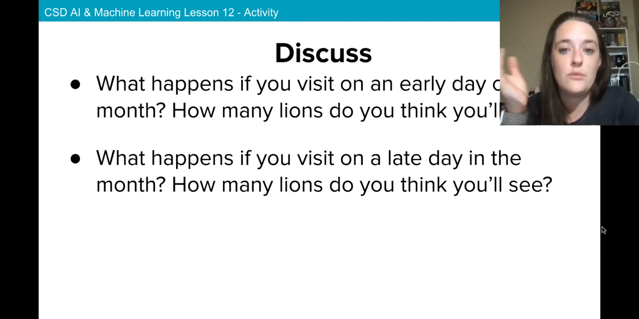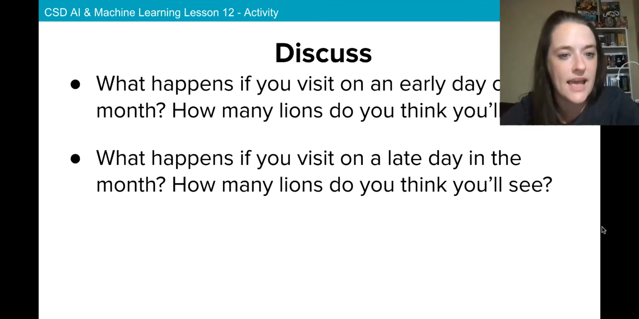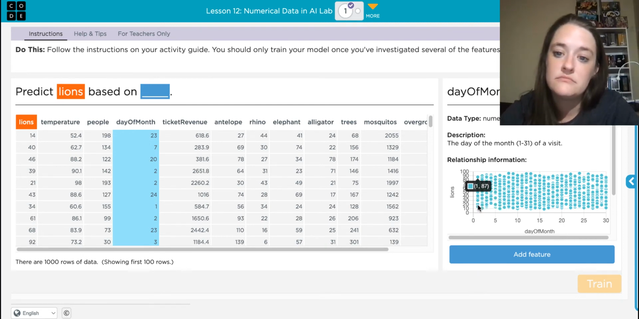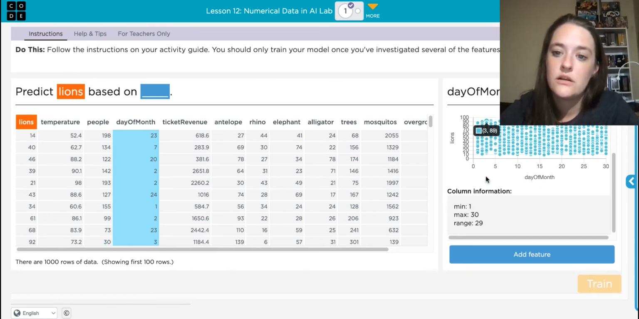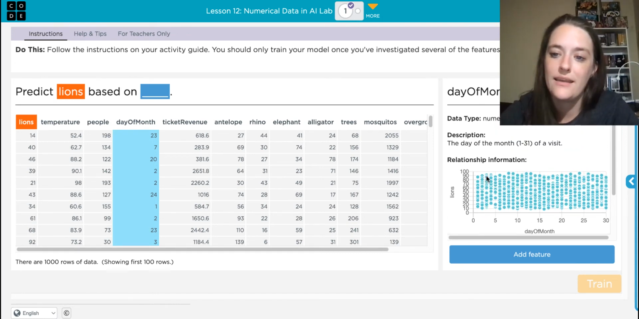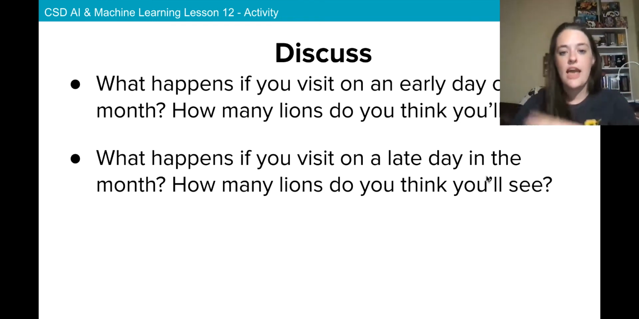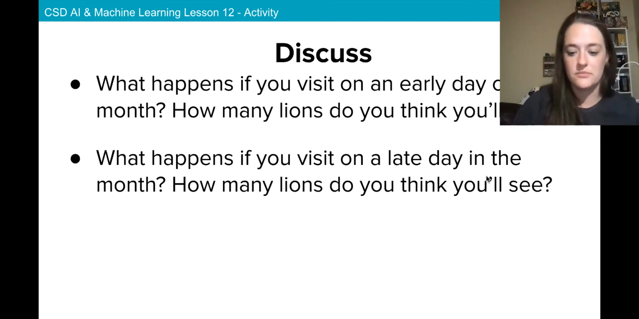Those questions are: what happens if you visit on an early day of the month? How many lions do you think you'll see? Okay. Early day of the month. On the 1st, you can see anywhere between 15 and 87. And you get a similar range every single day. What happens if you visit on a late day in the month? How many lions do you think you'll see? It's the same as if you visit on an early day of the month.